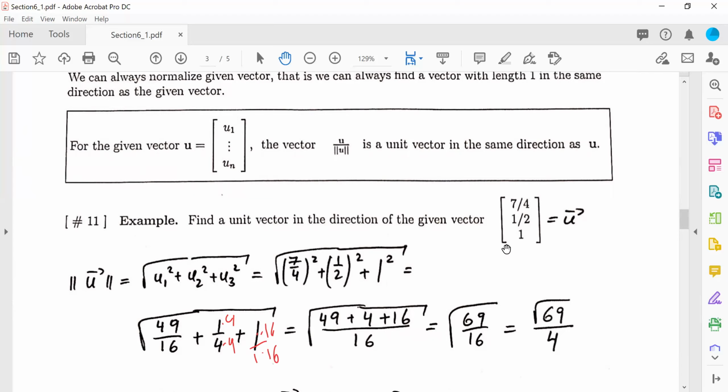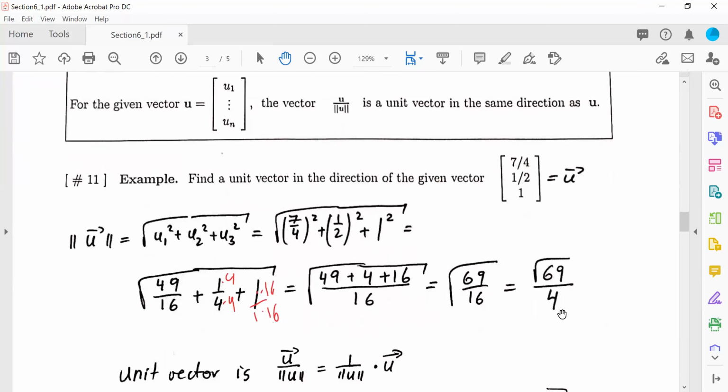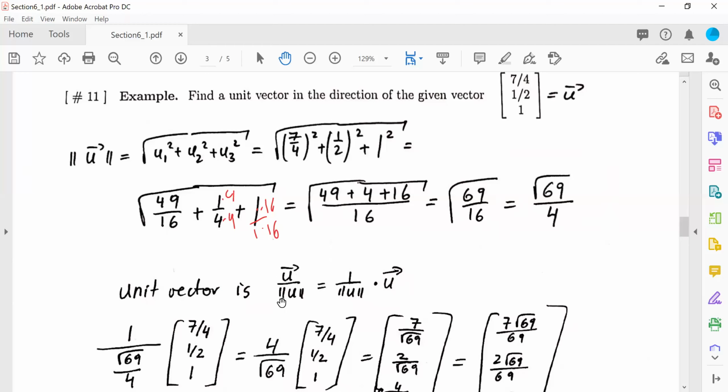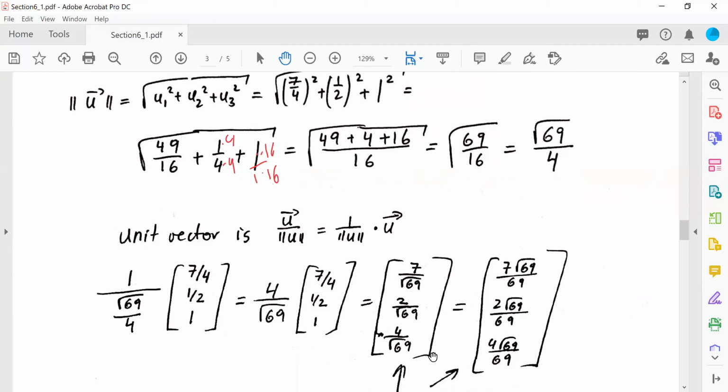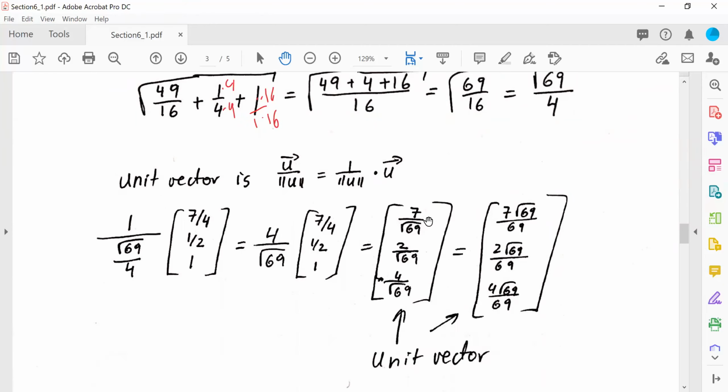But we need to find a unit vector, so we need to rescale this vector by dividing by the length. So the unit vector is u divided by the length, or 1 over the length times u. So I take 1 divided by my length, which is this length, times the coordinates, because I would like to have a vector in the same direction, except rescaled. To divide by a number means to multiply by its reciprocal, and then this number is multiplied times each coordinate. We would have 7 over root 69, 2 over root 69, and so on. So this vector is a unit vector.